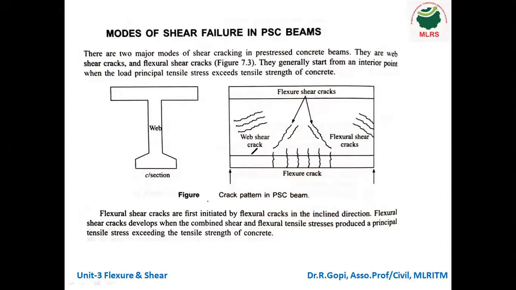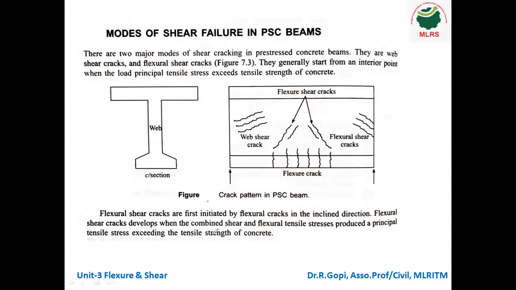Why is tensile strength very low in concrete? Because concrete has very little strength in tension, but high strength in compression.